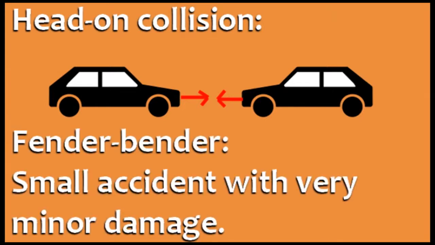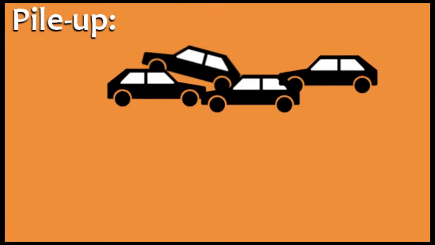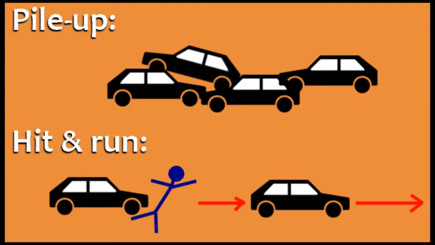On the other end of the spectrum is a fender bender. This describes a small accident with very minor damage to the cars involved. When multiple cars hit each other, this is called a pile-up. Pile-ups often occur when the weather and road conditions are bad. Sometimes a car hits a person, but instead of stopping, the driver of the car drives away. This type of accident is called a hit and run.